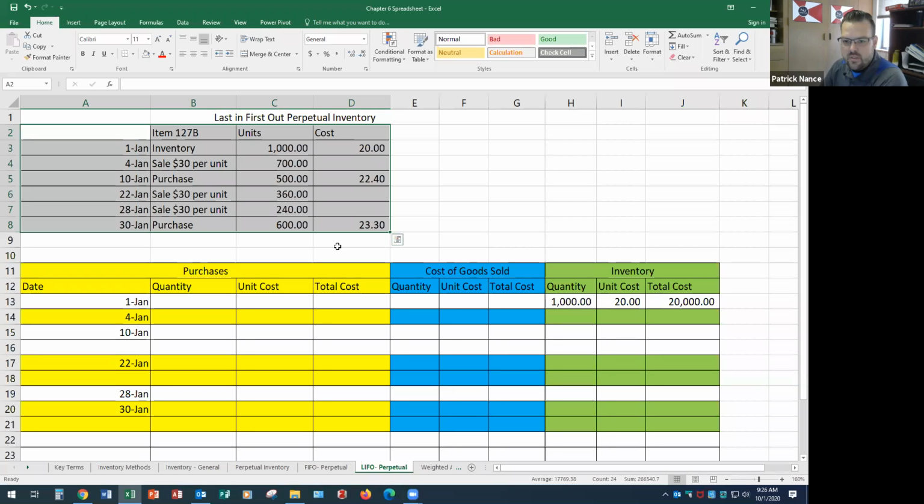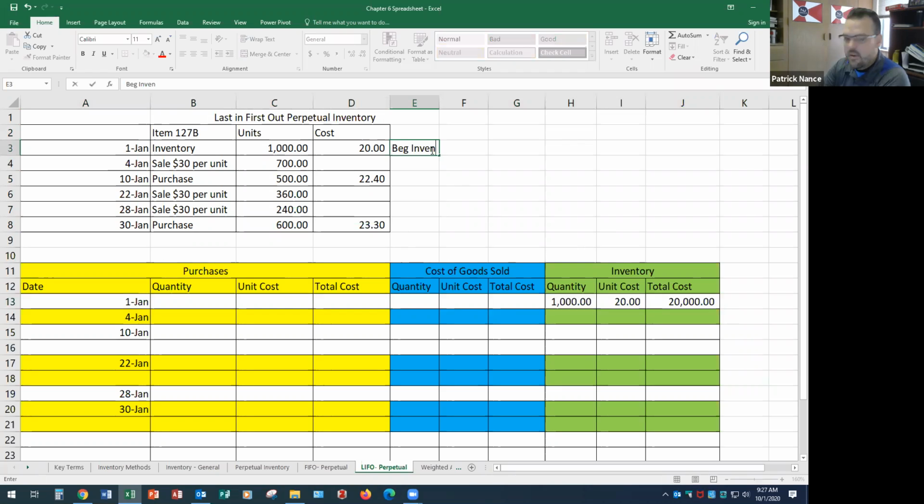You can kind of see how this works on multiple levels. So I'll be building the same spreadsheet, but it'll differ because we're using a different method. We're using LIFO rather than FIFO. So I went ahead and filled out the first day inventory, the beginning inventory. Remember, this is my beginning inventory, and therefore would be my oldest inventory, and I've got no purchases. It's just my beginning inventory number here, 1,000 units at $20 per unit for a total cost of $20,000.